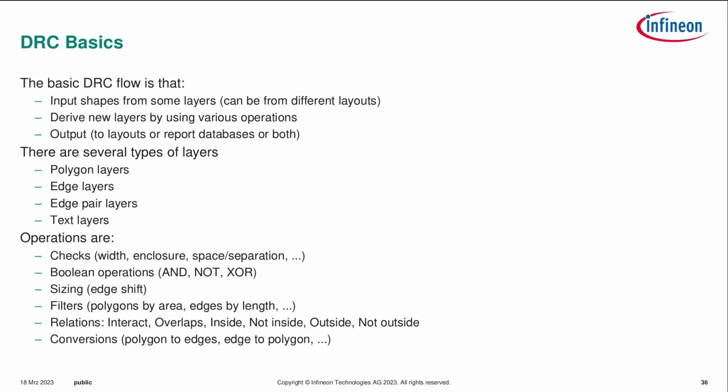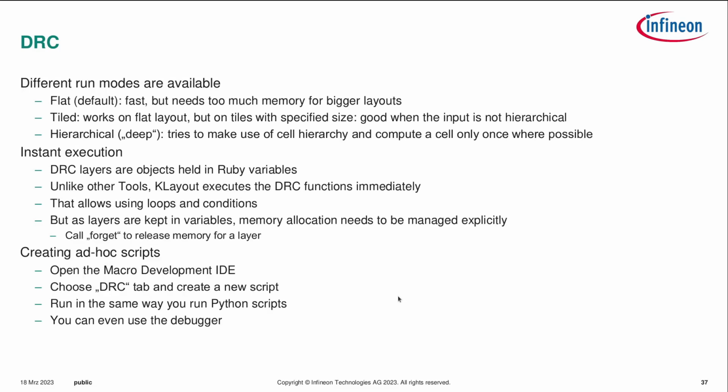I need to say polygons are always meaning, or at least by default, meaning the hull of a set of polygons. So if you have touching polygons, it will always consider the combined polygon and not the individual polygons. Then there are relations, interact, overlap, inside, and so on. So interact, for example, will select a polygon or a group of polygons that touch or overlap with another polygon from a different layer. And there are also conversions between the different types.